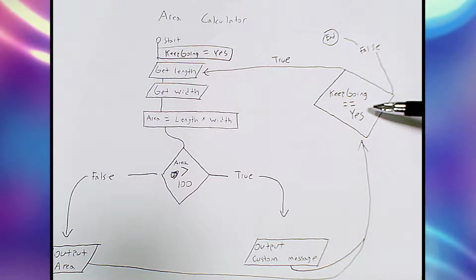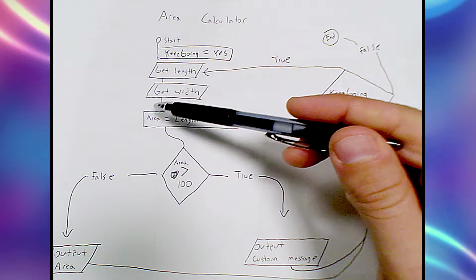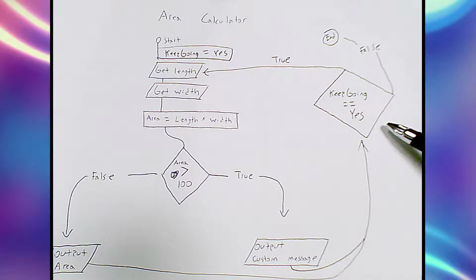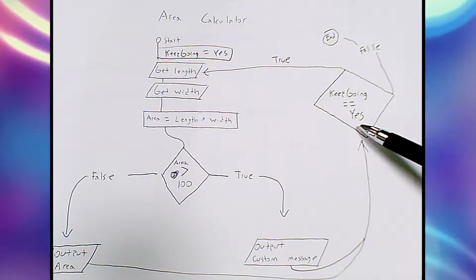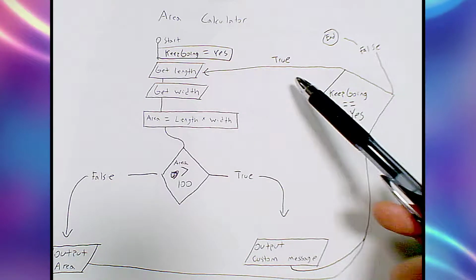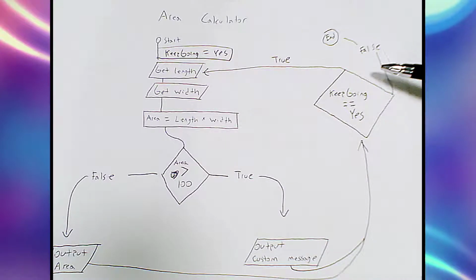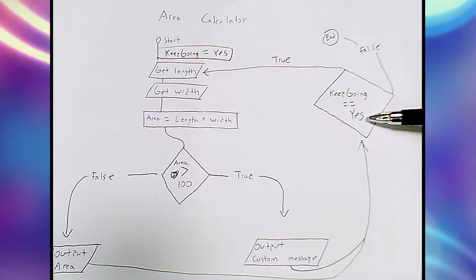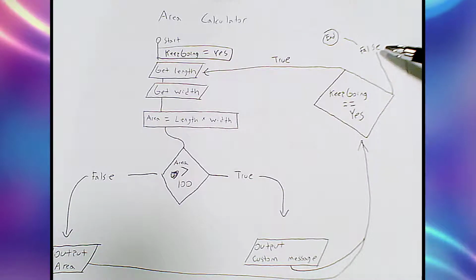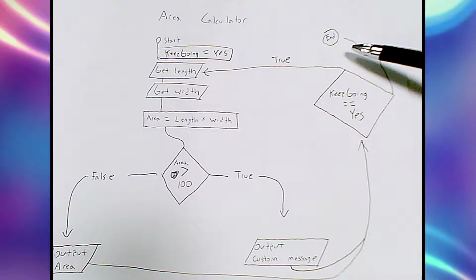If the user does want to keep going, that means true. We do want to measure another room, and we're going to follow this whole process again. We're going to keep looping as long as keep going equals yes. As long as that statement is true, we're going to keep measuring rooms over and over again. Now, when the user types on the screen no, that's going to mean that this Boolean expression here is going to be false. So when keep going no longer equals yes, that's when we're going to exit the application.